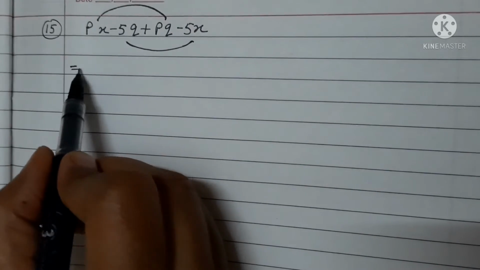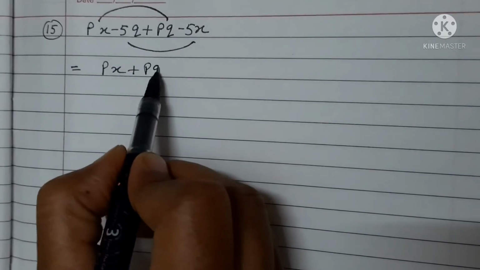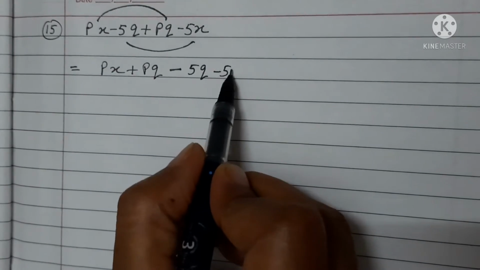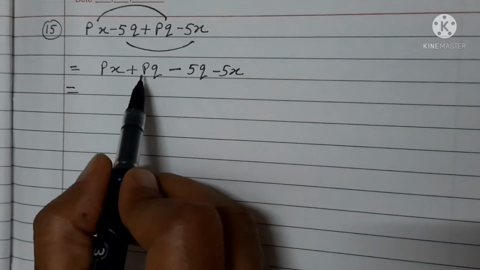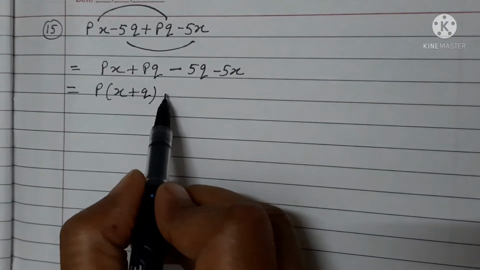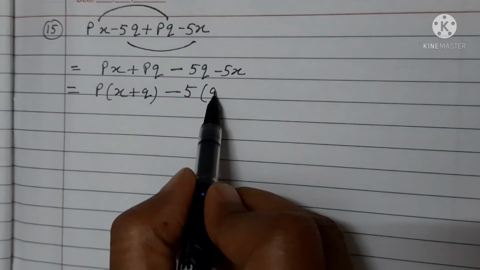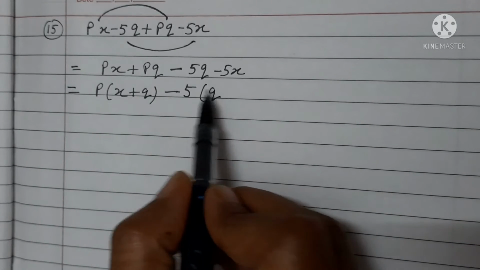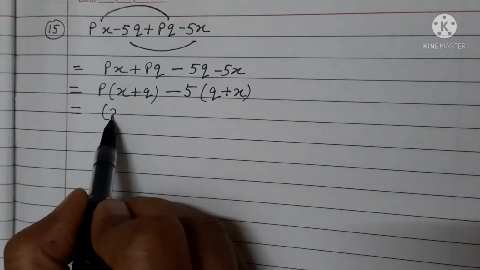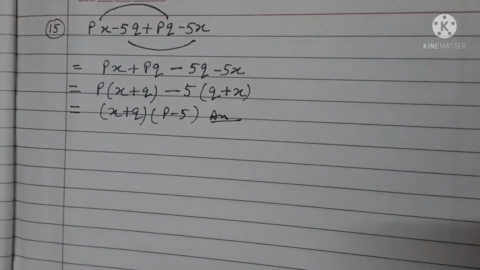Let's try it. So px plus pq, write down together, and here minus 5q minus 5x. Now take out common p, and in the bracket x plus q. Now minus sign common, 5 common, and remaining is q, and this sign you have taken out, so plus x. X plus q or q plus x are the same thing. Take out common x plus q and p minus 5. This is the answer. Next.